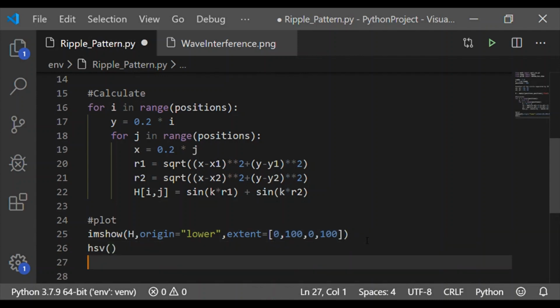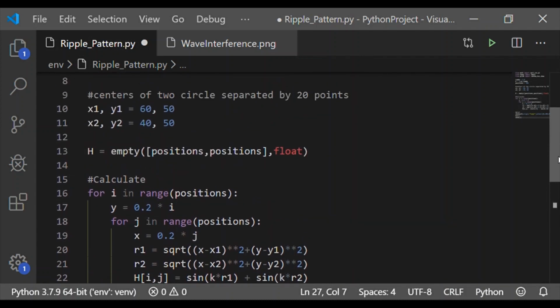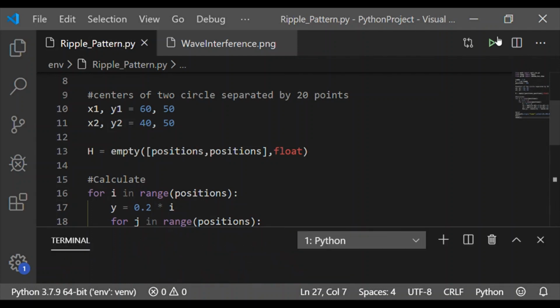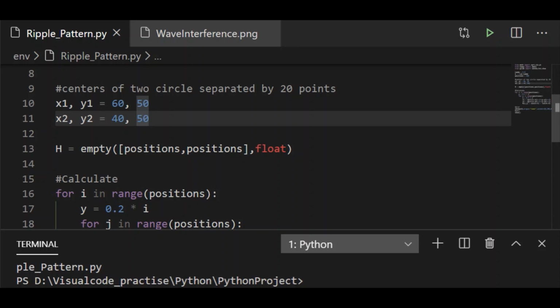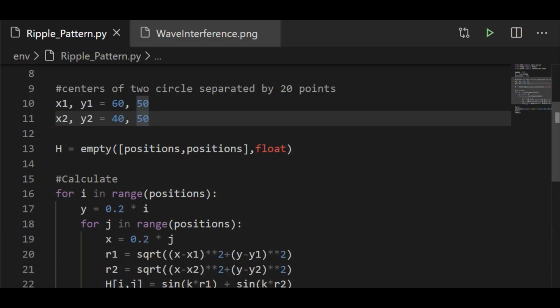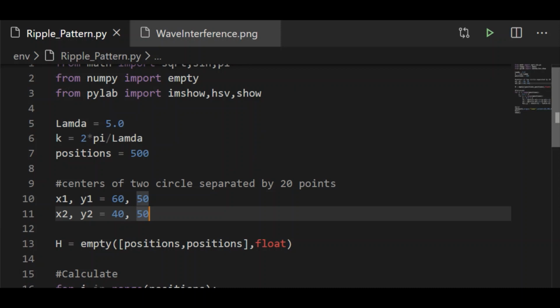So using imshow, we will pass our h array and we will plot it for 0 to 100 units in both x and y axis using hsv color. Now on execution of our code, we got the generative art, which is formed by interference created by two ripples. Hope you liked the video, and the complete code walkthrough is as seen on the display.